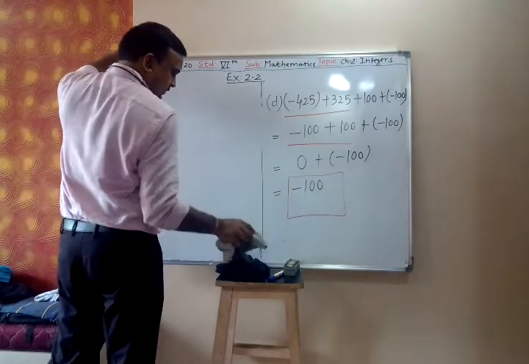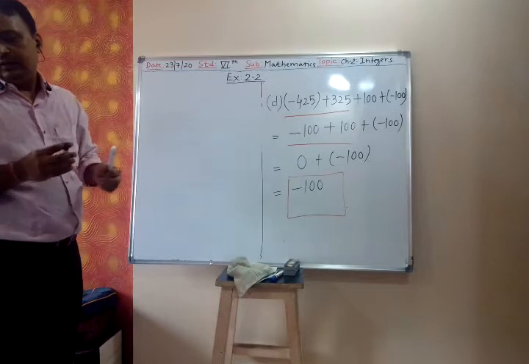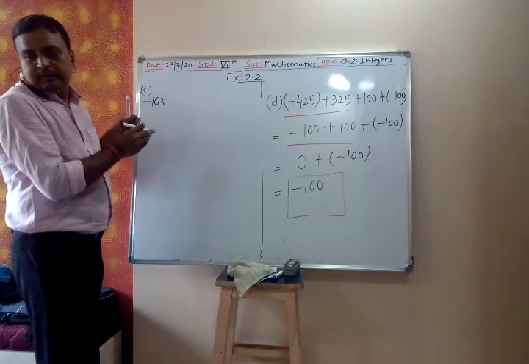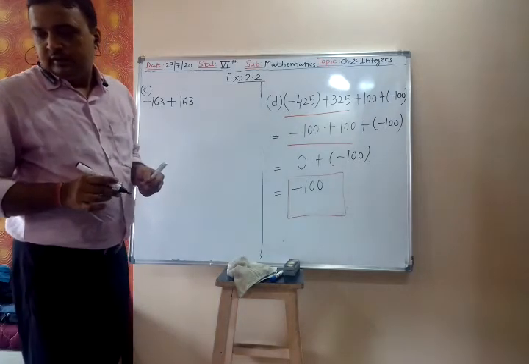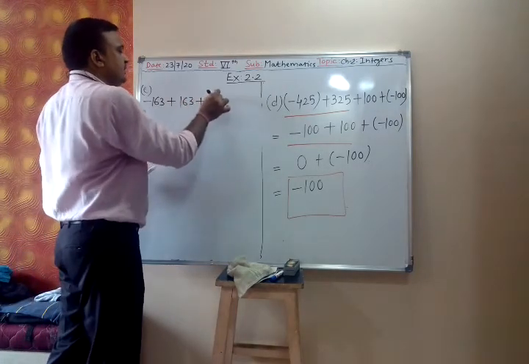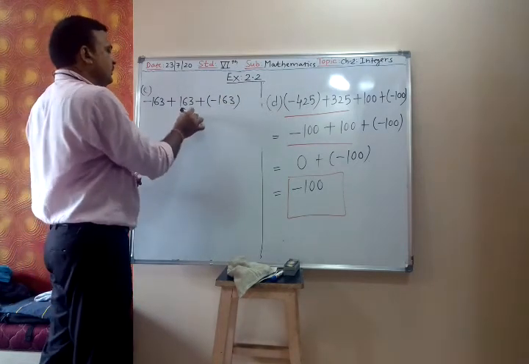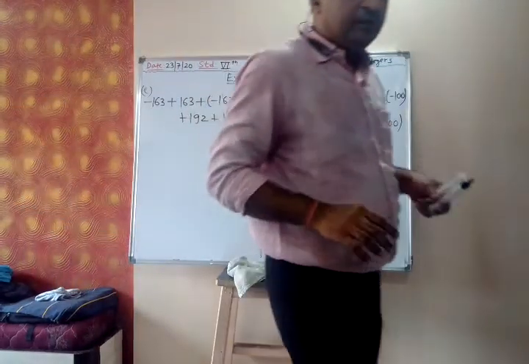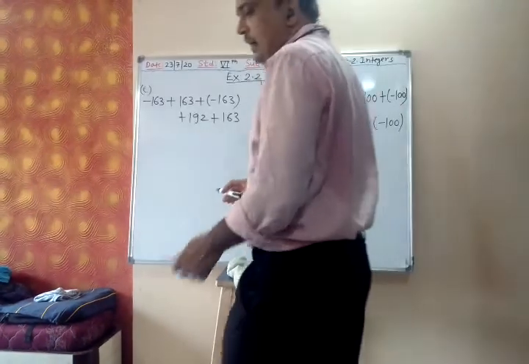Now let us do the next part, E. Minus 163 plus 163. Wait. Let me write the question first. Plus minus 163 plus 192 plus 163. There are 5 numbers. 5 numbers we have to add.